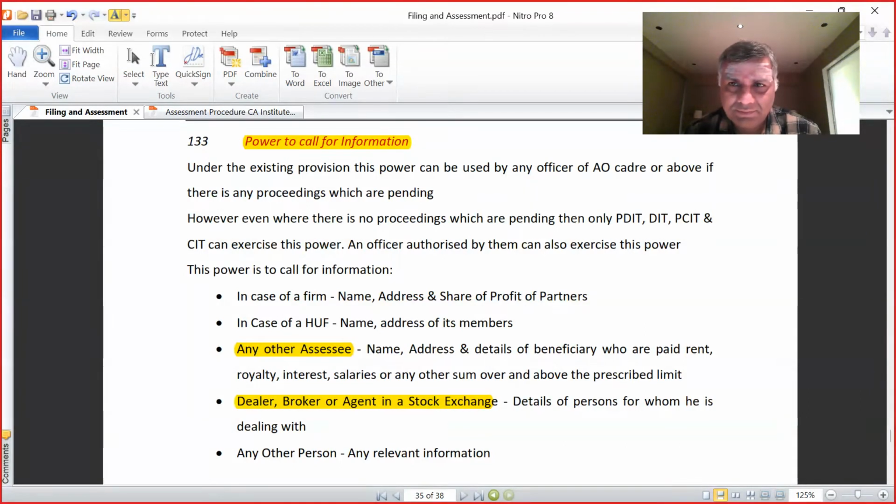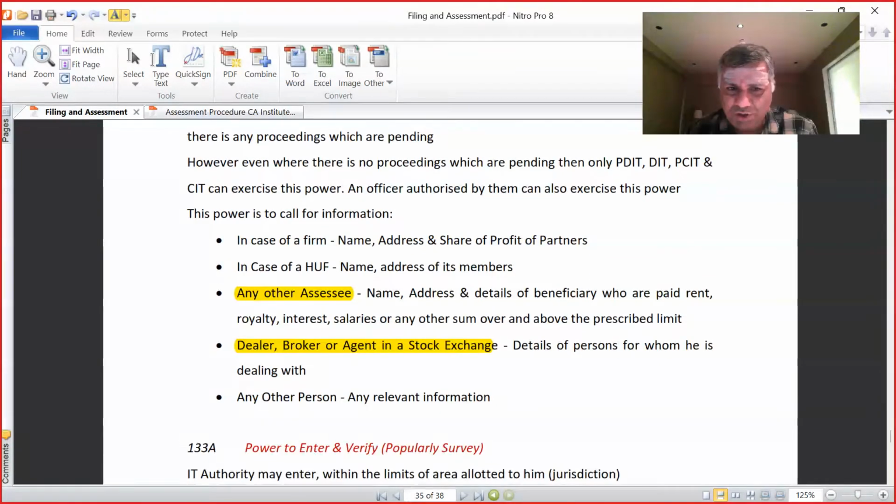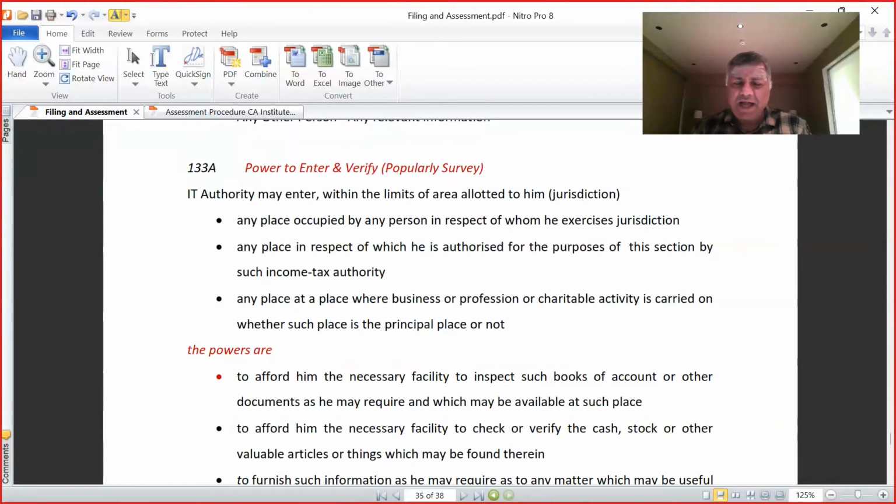Okay. Today banks are automatically reporting, right? Any cash deposits. Yeah, they are now reporting. Yeah, I accept with you. They are now reporting. So our friend was asking, what is survey? Okay, survey is a miniature version of search. Search is with the intention of confiscation, with the intention of seizure. Survey is with the intention of checking whether he is properly declaring everything.